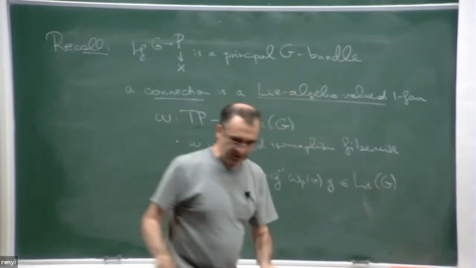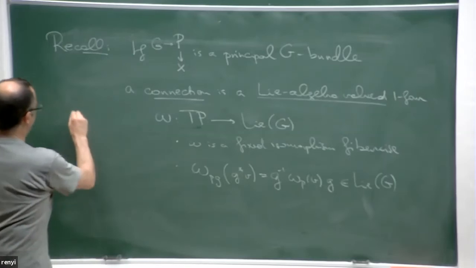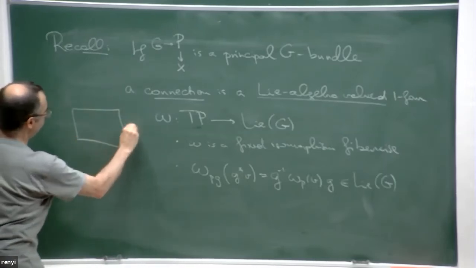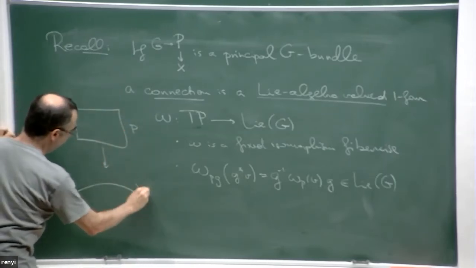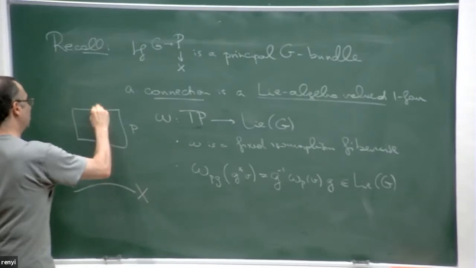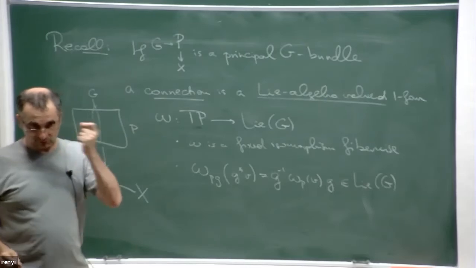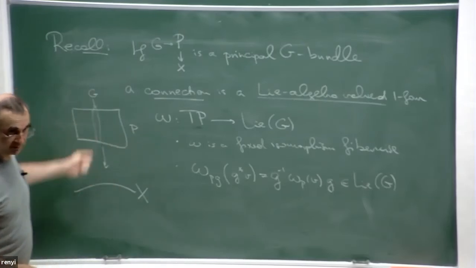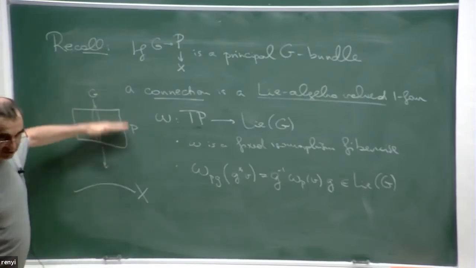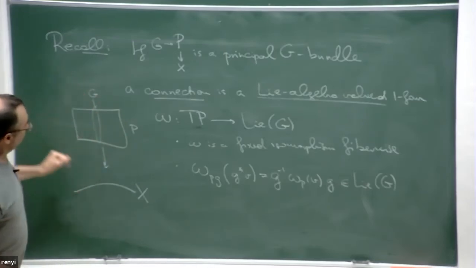And I will try to draw. So what is my principal bundle? This is P, and this is my X. And the fiber looks like G. It's not exactly G because we don't know who is the identity element. Once we pick an identity element, it becomes G. G has a free action, which sort of moves inside the fiber.